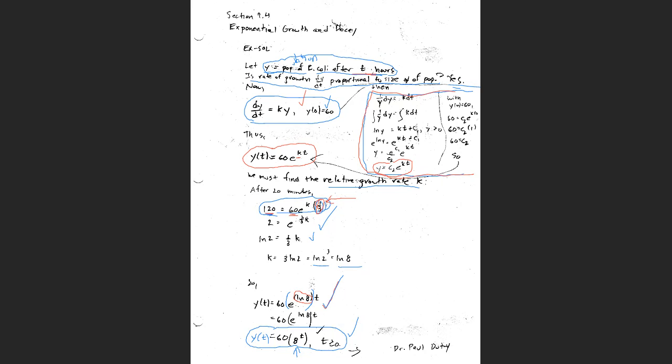Okay, so now we have a formula for the number of E. coli, the number of cells after t hours. Are there any questions?